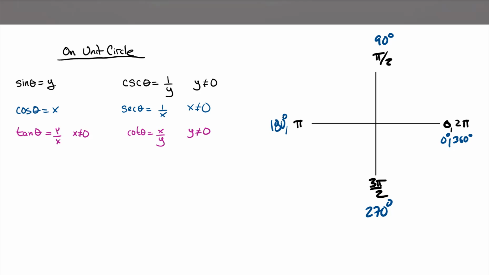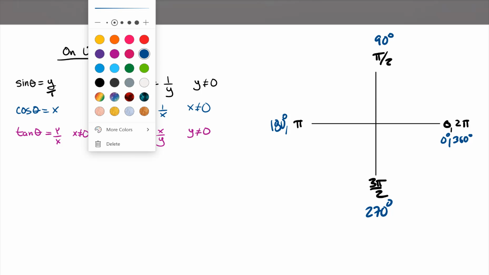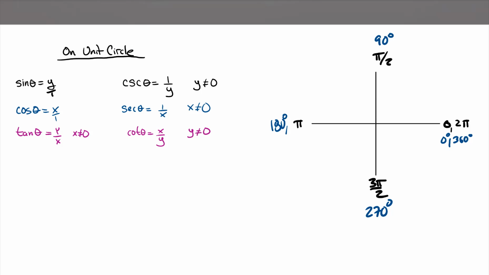This is something we know: sine on the unit circle is just y over 1. I'm sorry, I forgot to put that in there. And cosine is just x over 1. Tangent is y over x, cosecant is 1 over y, secant is 1 over x, cotangent is x over y.